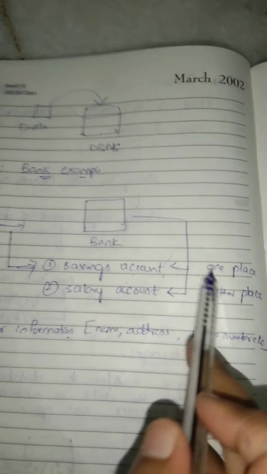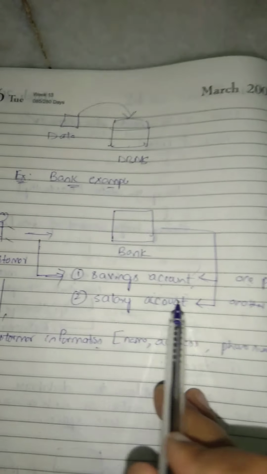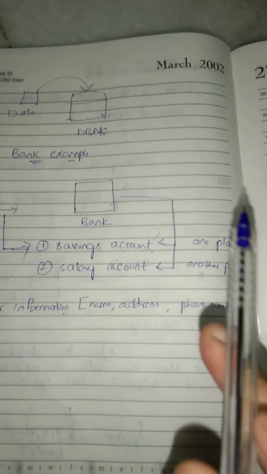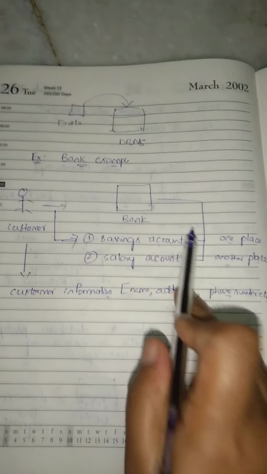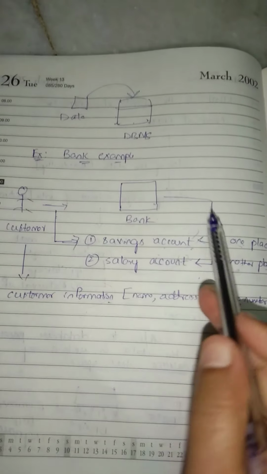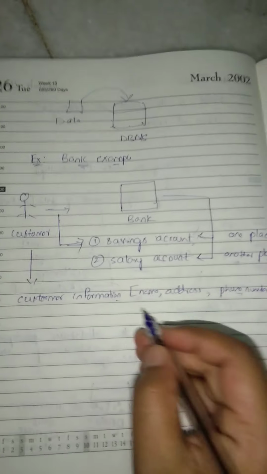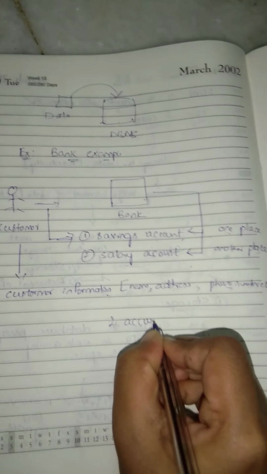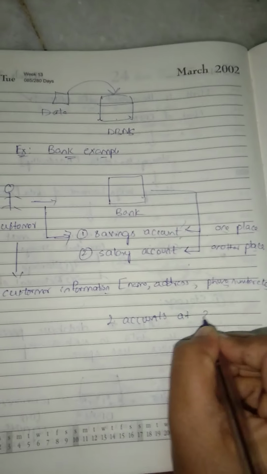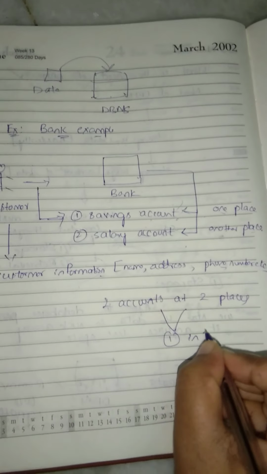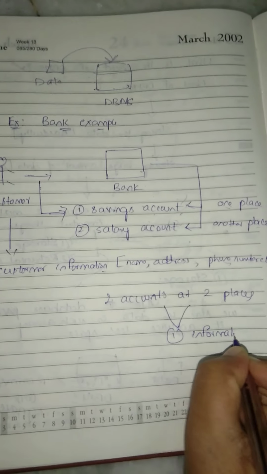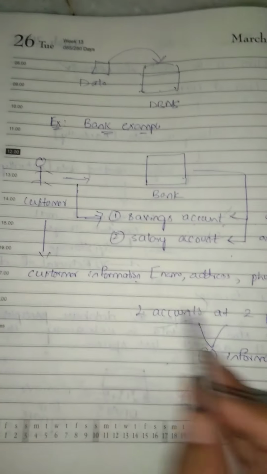The savings account has been created at one place, the salary account has been created at another place, but the information is the same. Customer information is the same but accounts are different. That means the bank is saving two accounts at two places for one information, that is customer information. See here, this is a wastage of data, right?